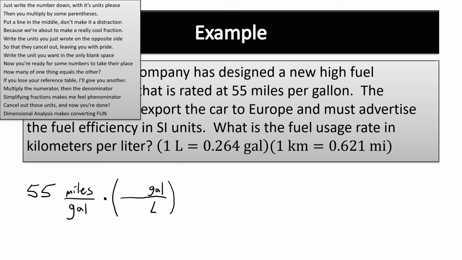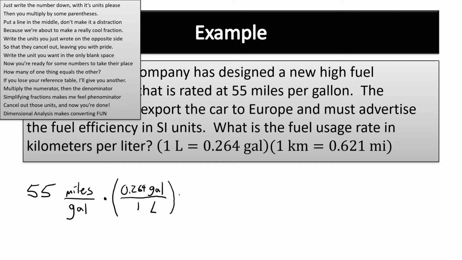And now we don't have to guess as to where to put the numbers. The placement of the units tells us where to put the numbers. So I see that 1 liter is equal to 0.264 gallons. So I know right away I'm going to have to do 55 times 0.264. And then we'd have an answer in miles per liter, and then you'd convert miles into kilometers. And that's fine. You could definitely do it that way.